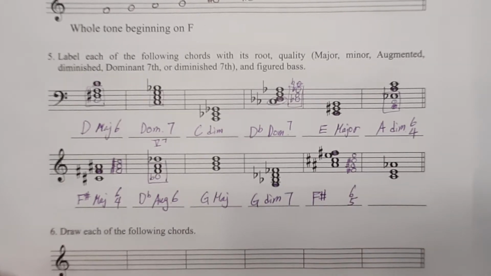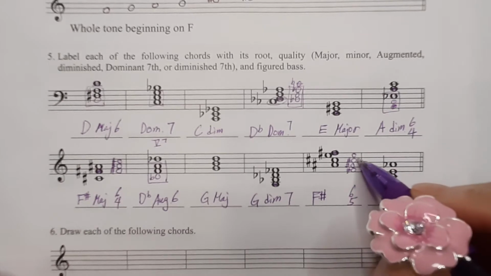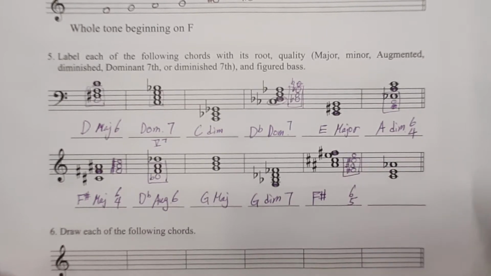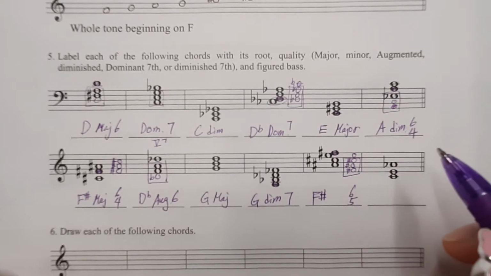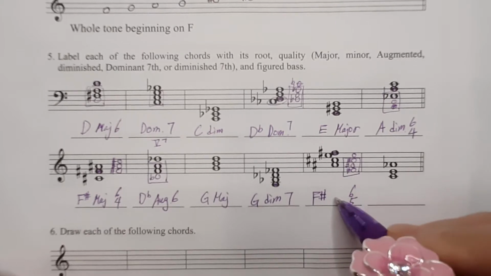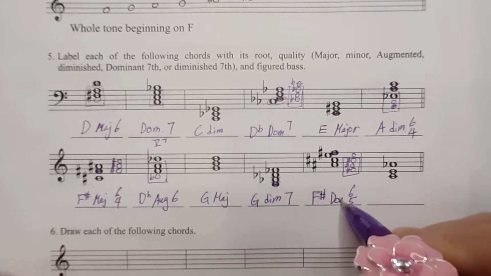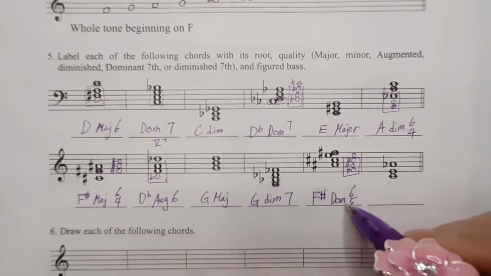Okay, all right. Now, look at the bottom 3. They're in major mode, right? F sharp, A sharp, C sharp. Then is that a dominant 7 or a diminished 7? It is dominant 7. Okay, so it's a D-O-M, dominant 7.